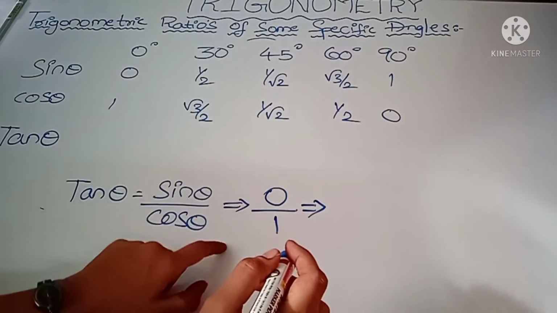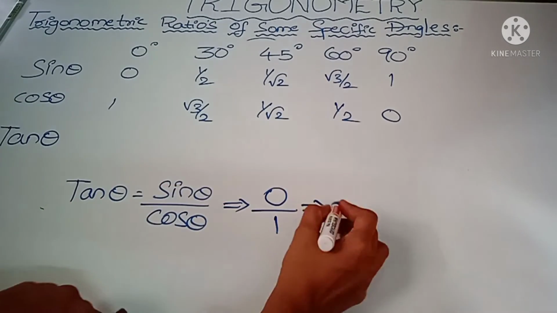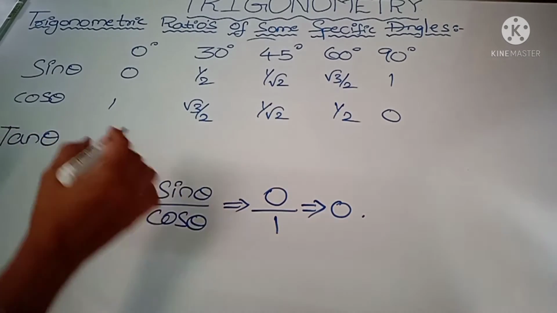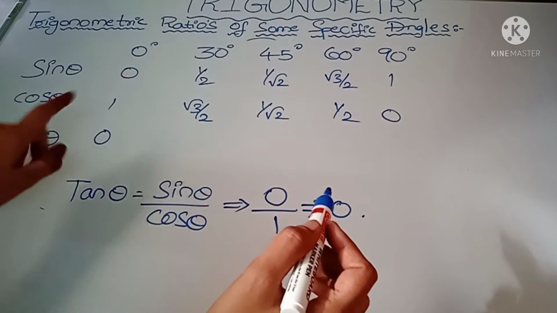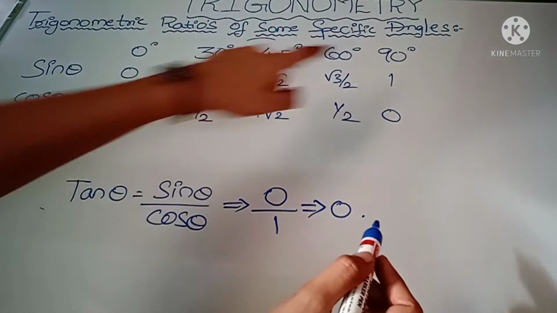So 0 by something is always 0. Then the value of tan 0 degrees is 0. Next, I want to know the value of tan 90 degrees.